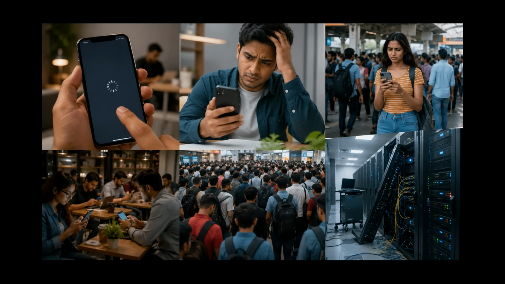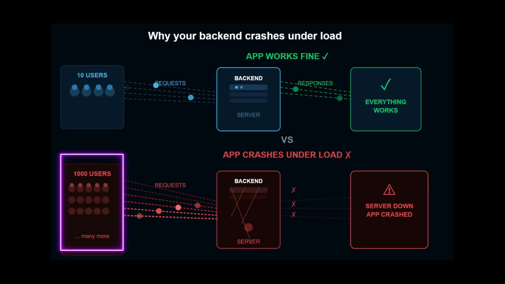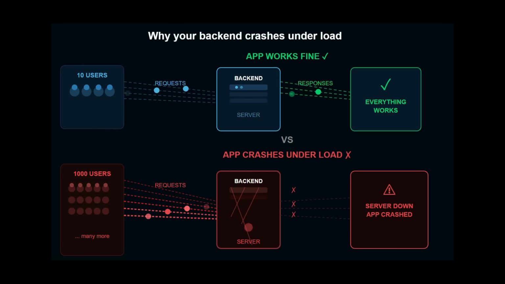Imagine this, you open an app, tap on login, and it just keeps loading. Sometimes it even stops working. Now, here's the interesting part, when only a few people use that app, everything works perfectly. But the moment thousands of users start using it at the same time, that's when things start to break. So, what's actually happening behind the scenes? And why does a system that works perfectly suddenly fail under load?